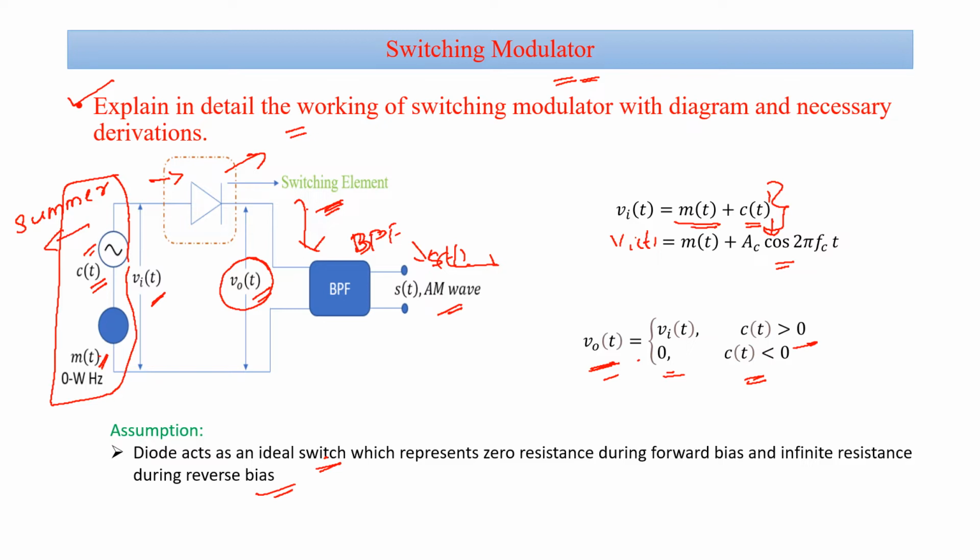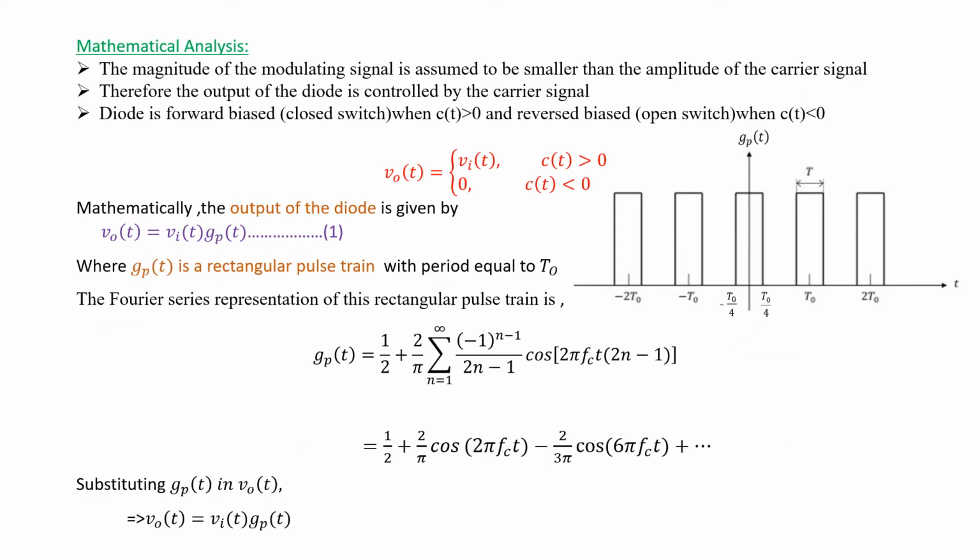Moving on to the next slide. In the case of mathematical analysis, as I have mentioned before, the magnitude of the modulating signal is assumed to be smaller than the amplitude of the carrier signal. Therefore, the output of the diode is controlled by the carrier signal. The diode is forward biased, which means it acts as a closed switch when c(t) is greater than 0, and reverse biased, that is an open switch, when c(t) is less than 0. So it is given by the expression V0(t) = Vi(t) when c(t) is greater than 0 and 0 for c(t) less than 0.